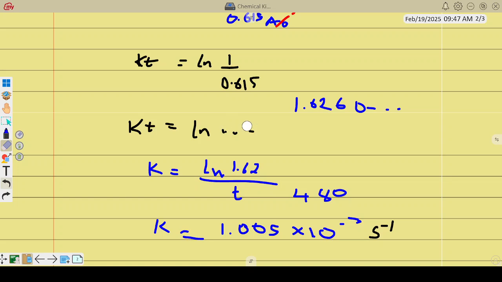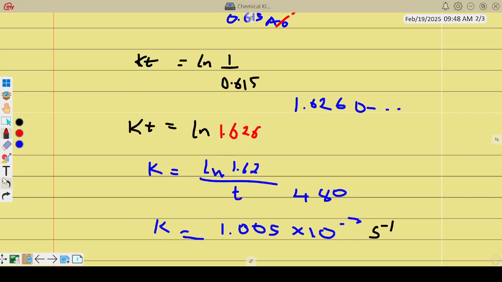Here it's supposed to be ln 1.626. This is the part where I said you have to use as many significant figures as possible, so that your answer is making sense. Sometimes if you think about your answer and it's not making sense, you have to think through again.